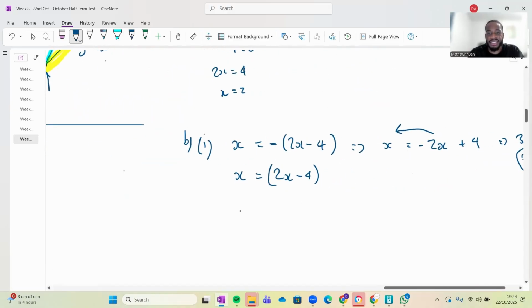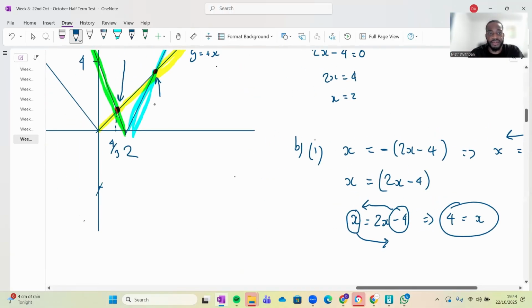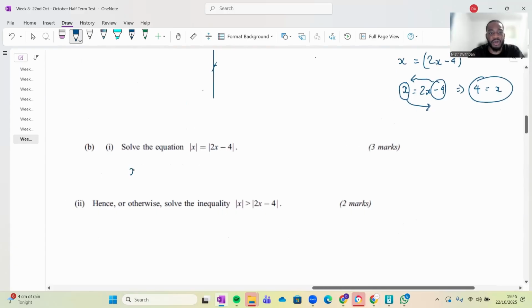So let's do that. That's just x is equal to 2x minus 4. Move that there, move that there. That's going to be positive 4 is equal to 2x minus x, which is just x. So x is just equal to 4. And that goes there, and that one is like that. So your two solutions are x equals 4/3 and x equals 4.